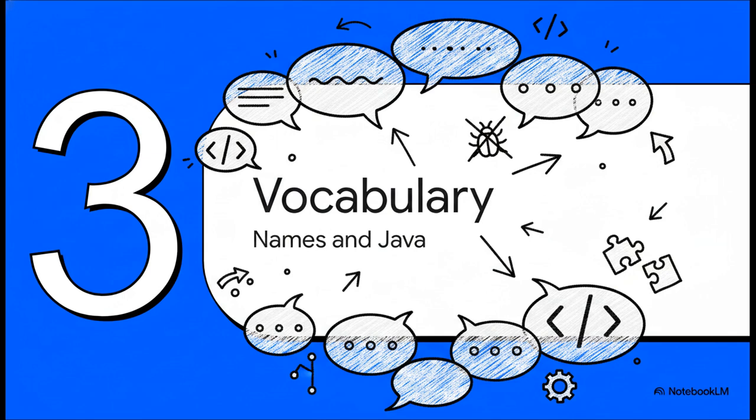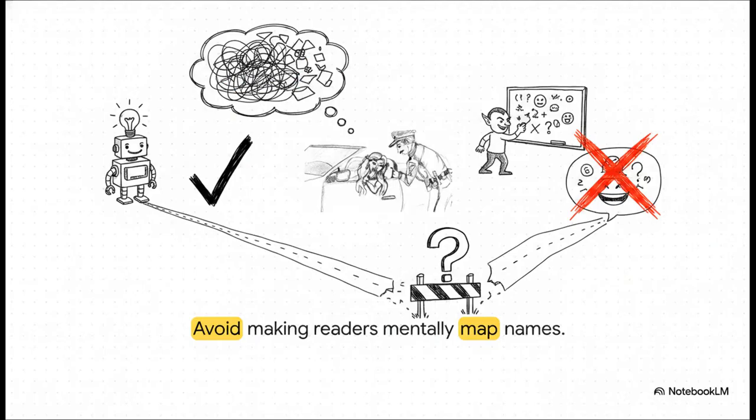All right, bucket number 3, vocabulary. Let's talk about names, and we'll touch on a few Java specifics too. Look, forcing your reader to mentally translate your variables causes massive confusion. You never want the next developer feeling like they're being interrogated by the code police just to figure out what a variable does. And hey, injecting cute colloquialisms or inside jokes into your code, really bad idea. Clarity is always going to beat entertainment value. Say what you mean and mean what you say.